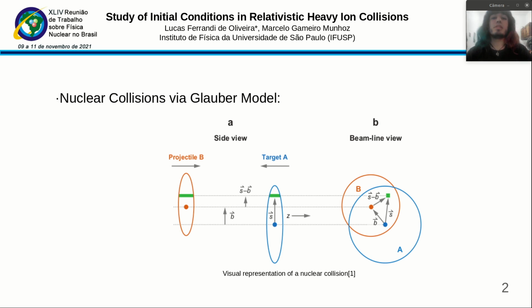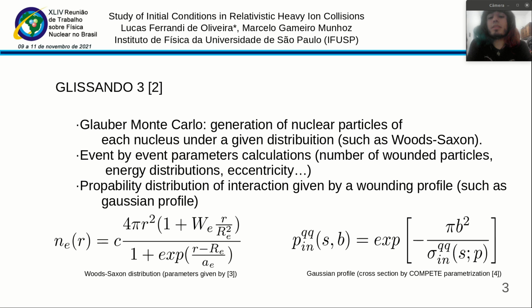This model sees the nucleus as a set of smaller particles, like nucleons, such as protons and neutrons. These models use geometry to calculate the probability of interaction of each nucleus in the collision. What I did was simulations using a program called GLISSANDO.